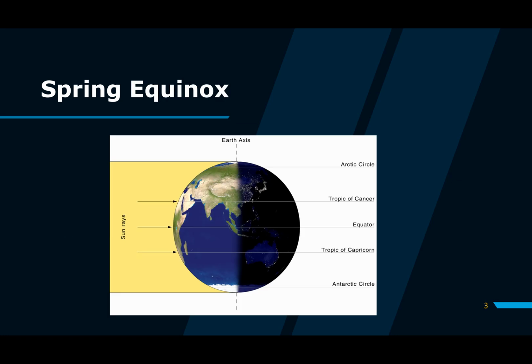In order to do this calculation, it's very important that it be done on the spring equinox. The reason for this is because on the spring equinox, the sun is positioned directly over Earth's equator. So Earth's axis doesn't tilt towards or away from the sun. And additionally, what's very important is the sun rays are perfectly parallel to Earth's equator. This will simplify the geometry in calculating the circumference, as I will show in the next few slides.